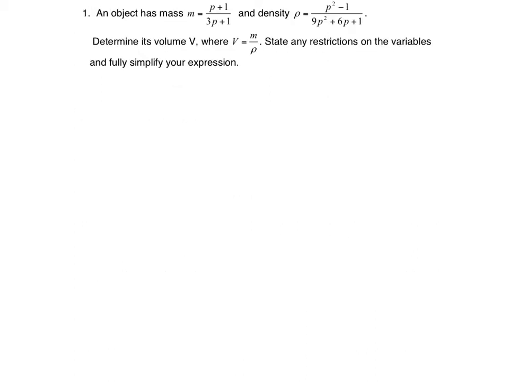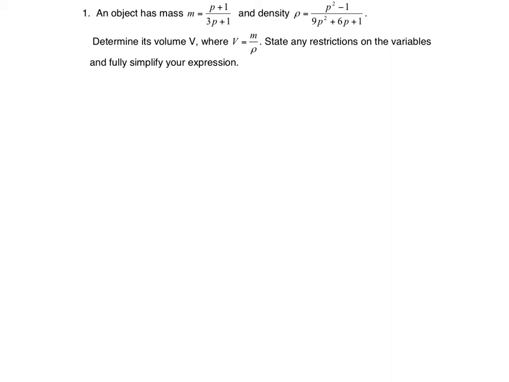The next question says that you have an object of mass (p plus 1) over (3p plus 1), and the density is (p squared minus 1) over (9p squared plus 6p plus 1). We are supposed to find the volume, which is given by mass over density, state any restrictions on the variables, and fully simplify the expression. First of all, if you look at the density, you have a quadratic in the denominator with the leading coefficient not equal to 1.